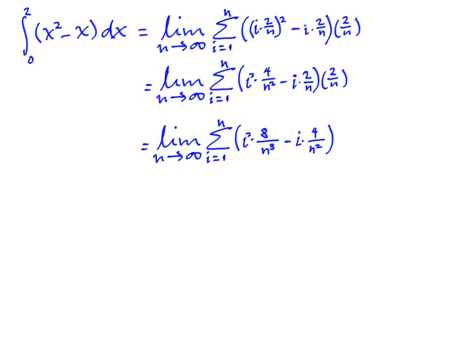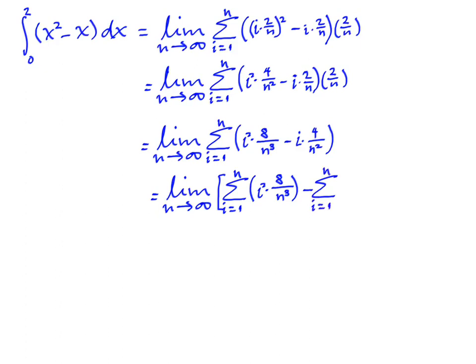Now my sum is a finite sum of a bunch of differences, right? i squared times 8 over n to the third minus i times 4 over n squared. So I can use one of the properties of finite sums to split it up into two finite sums. Still taking the limit, so I still have to write that. Limit as n approaches infinity. But now I'm breaking it up, and the first sum is just the sum from 1 to n of i squared times 8 over n to the third. And then I'm subtracting the sum from 1 to n of i times 4 over n squared.